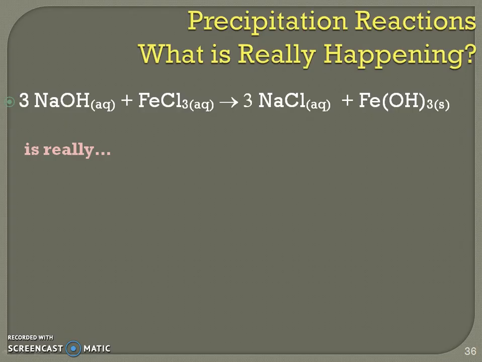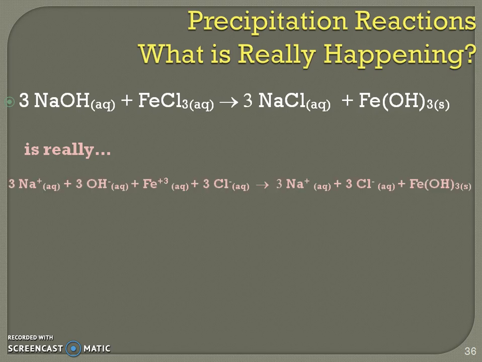So why is this so important? Because what is really happening in a precipitation reaction? Well, here's our precipitation reaction. We got some sodium hydroxide, some iron(III) chloride, and our products, our outers and inners, crisscross those charges, and we get sodium chloride and iron hydroxide. Our iron(III) hydroxide here is really what's going to be important, because that's the precipitate. That's what's really coming together.